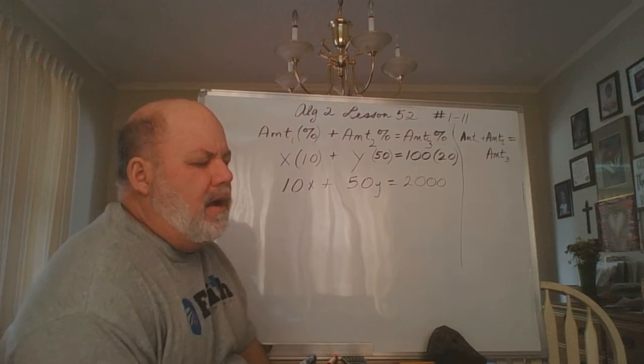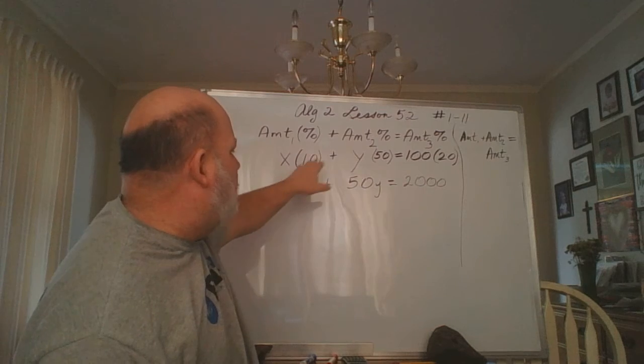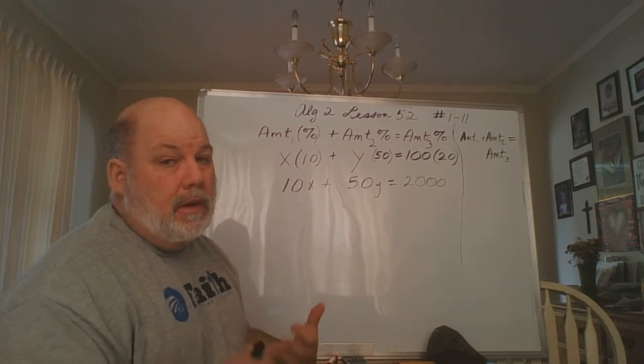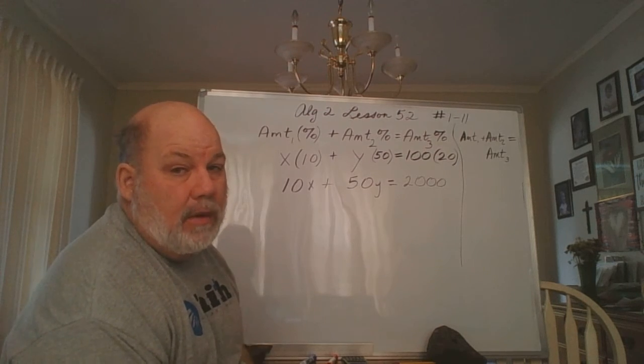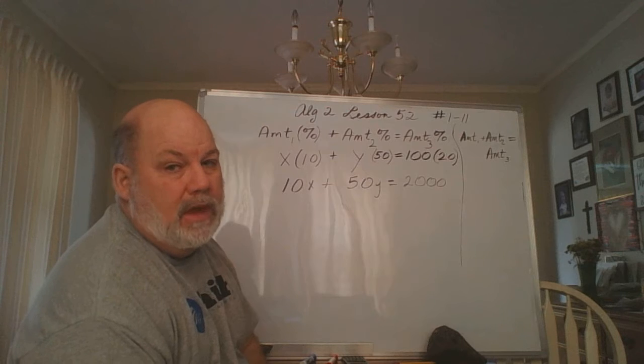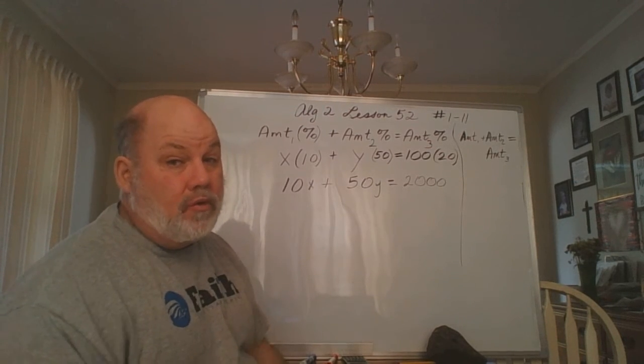There are exceptions to this. Occasionally, it's x minus y. They are taking something out. I'll point that out when it shows up, but almost always it's amount 1 plus amount 2 equals amount 3. Every time. Now, this is not true for the percents.